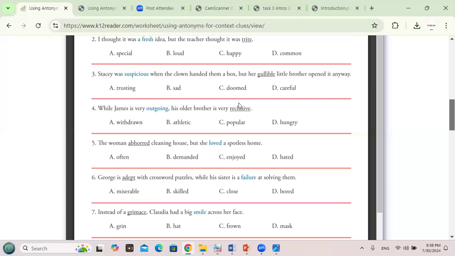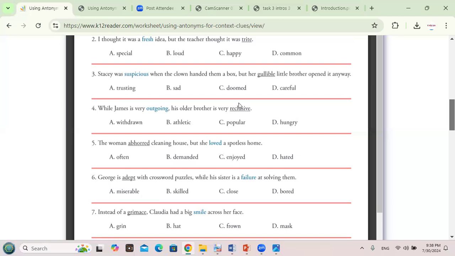I think withdrawing. Yes, withdrawn. Yes, very good. Reclusive means what? Staying alone, introvert. Introvert is a noun. This is an adjective. So I can say James is very outgoing. It means a person who likes going out a lot, who likes meeting new people. He's kind of extrovert. His older brother is very reclusive. It means reserved or secretive or antisocial. So here we have withdrawn, a person who prefers to stay alone.